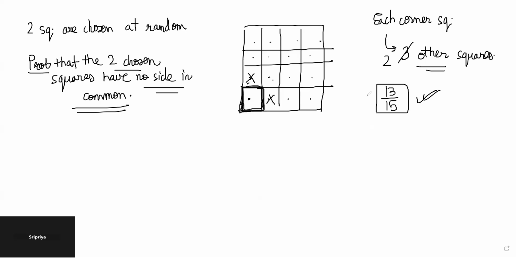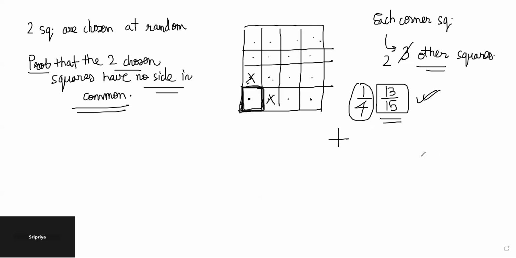Okay. Got it. And the probability of selecting the first square as a corner square was 1/4, right? Because there are how many corner squares? 4 out of 16. So what I'm saying is, this is case one. If you selected a corner square, the probability is 1/4 here and 13 by 15 here, right? Do you understand what I'm saying?